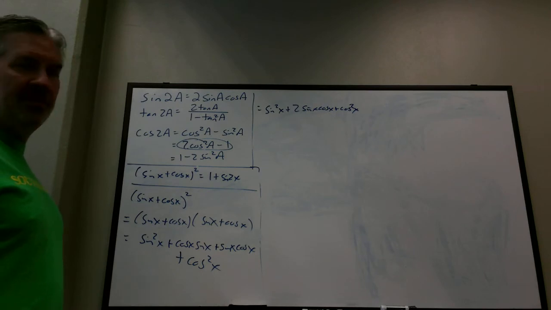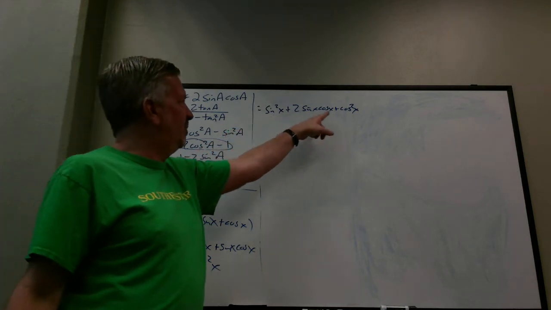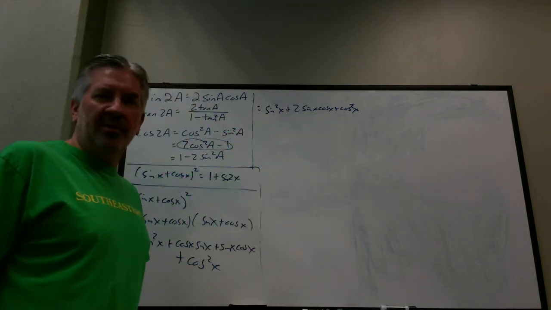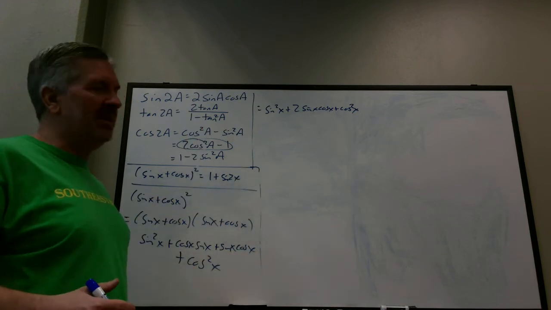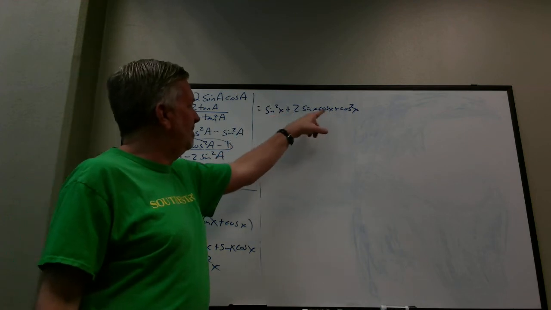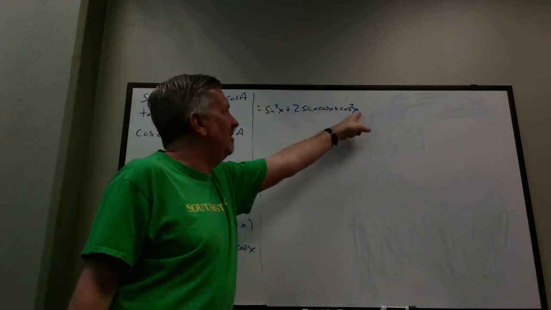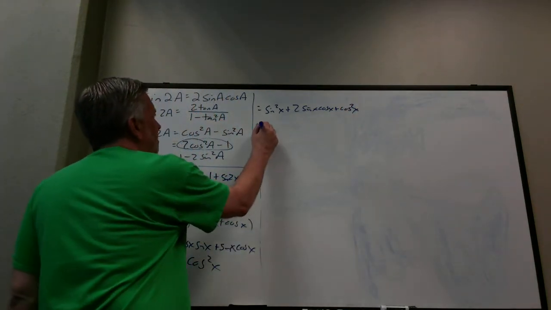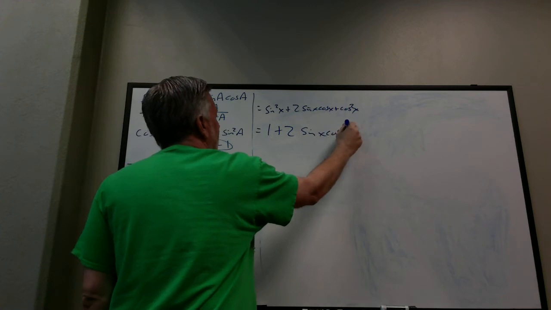And then what? Well, something else that you may have noticed here: sine squared x plus cosine squared x is 1. That's one of your Pythagorean identities. So you've got to keep those in mind because they just pop up here and there, and you need to know them. And be careful. Sometimes the sine squared and the cosine squared are not next to each other, but sine squared x plus cosine squared x is 1. So this is 1 plus 2 sine x cosine x.